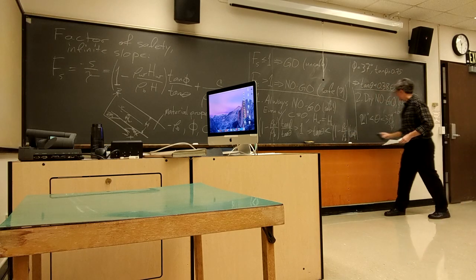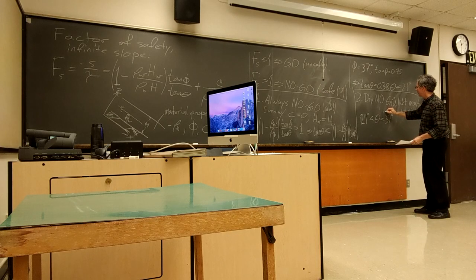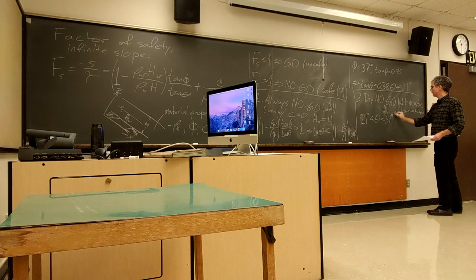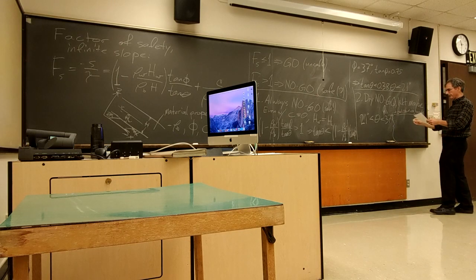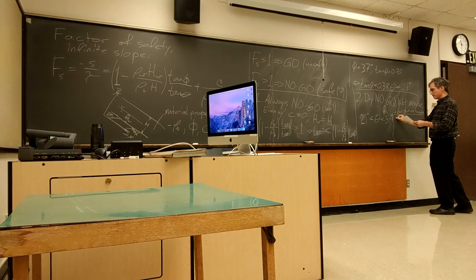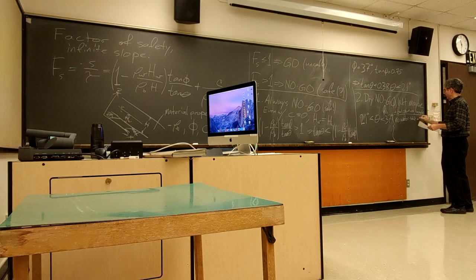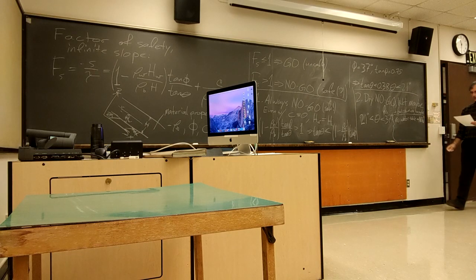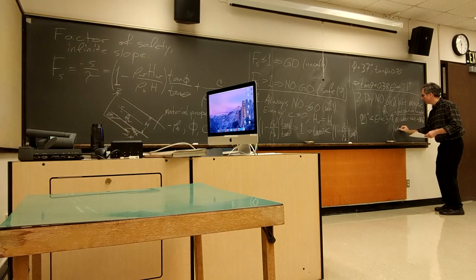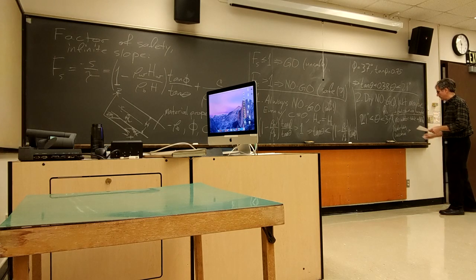So in this case, if we have no water table, then it's a no-go. And if we have a water table and low cohesion, it's a possible go.